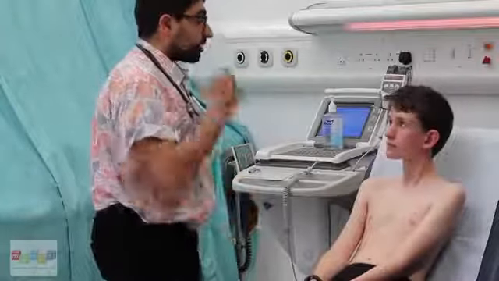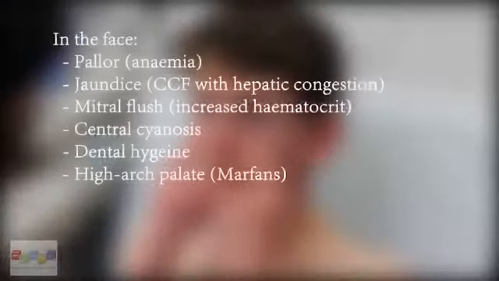Can I get you to just put your hands for me there? Look for pallor and jaundiced sclera. Pallor could indicate anemia and jaundice could indicate congestive cardiac failure with hepatic congestion. Look for malar flush in the cheeks, indicative of the increased hematocrit that accompanies cyanotic heart disease.